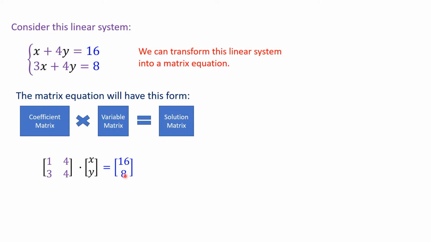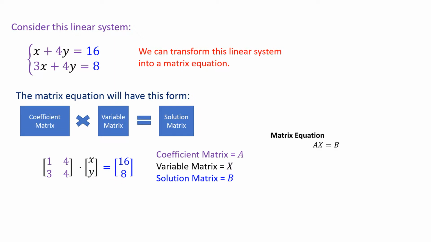Okay, so let's label everything. We are going to call the coefficient matrix, matrix A. The variable matrix will actually be the variable in our equation, so we'll call that X. And then the solution matrix will be matrix B, or we'll just call it B. So there we have it. We'll have A times X equals B. So this is a very simple linear equation, or at least it looks like one. It takes the form AX equals B.